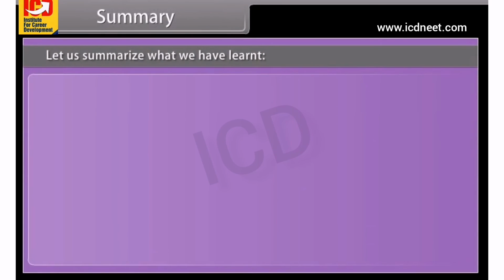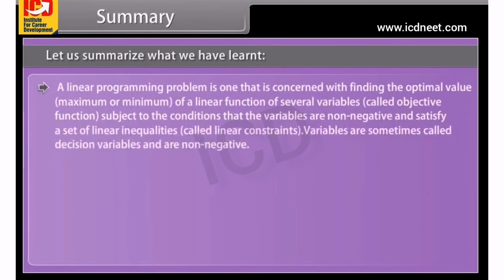Summary. Let us summarize what we have learned. A linear programming problem is one that is concerned with finding the optimal value, maximum or minimum, of a linear function of several variables called the objective function, subject to the conditions that the variables are non-negative and satisfy a set of linear inequalities called linear constraints. Variables are sometimes called decision variables and are non-negative.